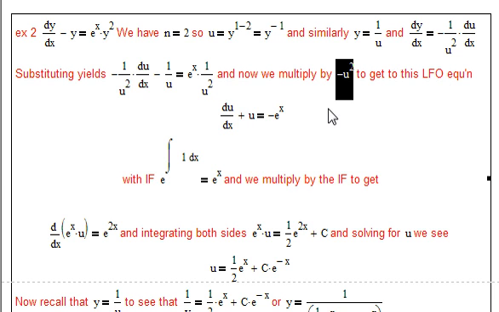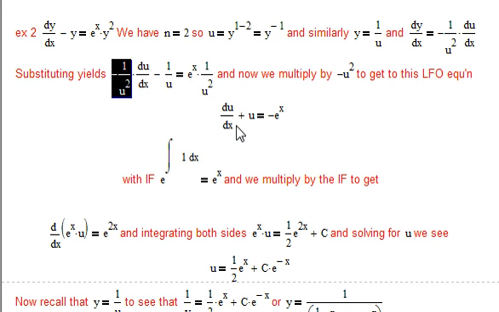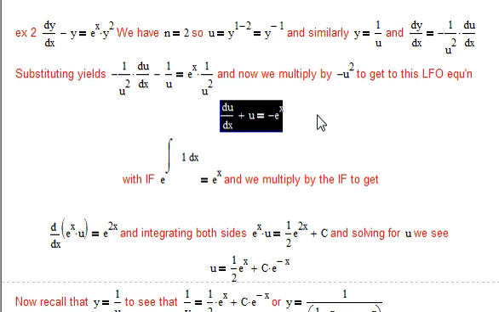to get this into the form of a linear first order equation. So multiplying by negative u squared cancels this out, we get du/dx. Multiplying by negative u squared, one of the u's cancels, but the other one doesn't, and a negative times a negative is a positive, so plus u equals, multiplying this by negative 1 over u squared, we get minus e to the x. That is a standard linear first order.